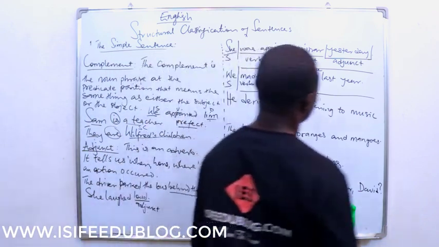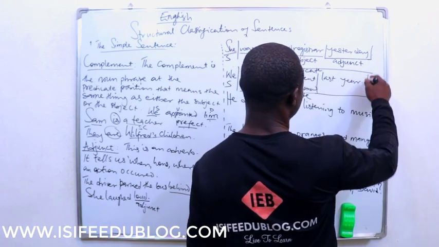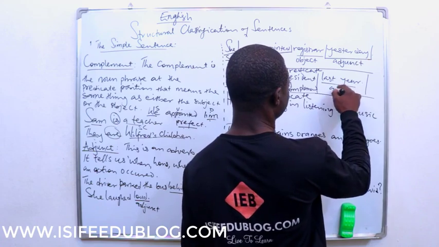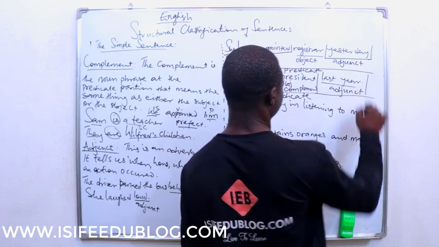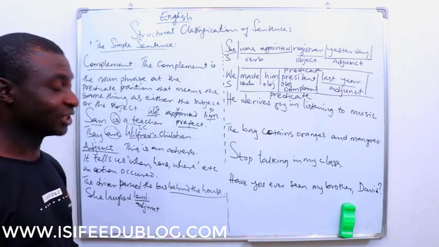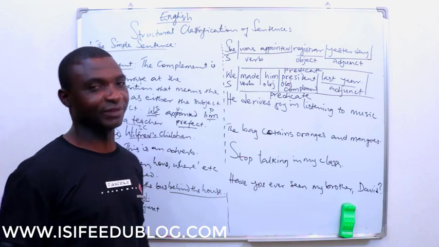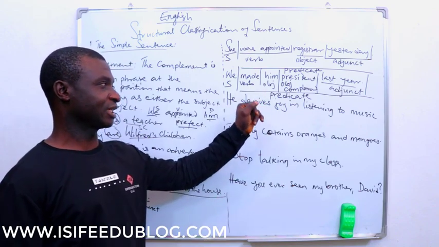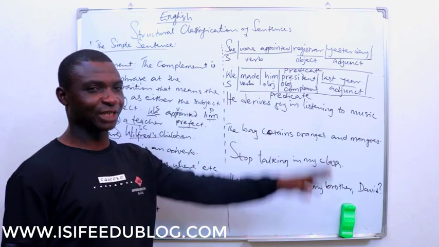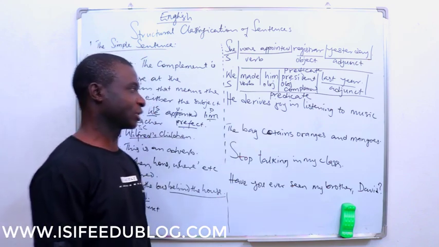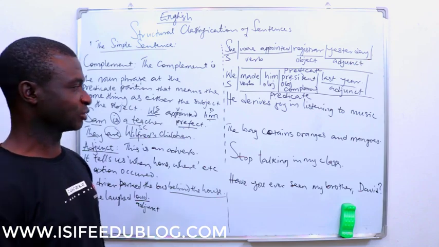Then, last here is last year. Last year is an adjunct. Yes. So in this sentence, we have all the features of a simple sentence. All of them in one. The subject, the verb, the object, the complement, and the adjunct. All of them in this one sentence. So you can use it as your experimental sentence.